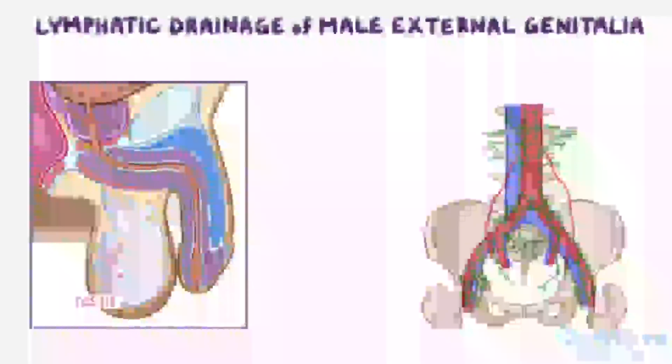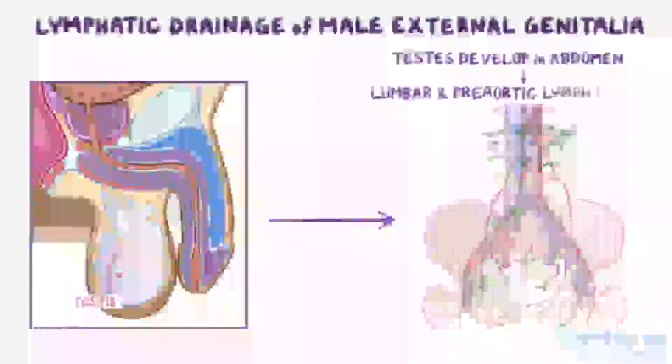Finally, you may think that the lymphatic drainage of the testes is similar to the scrotum, right? Well, that's not the case. The testes develop in the abdomen, so their lymph drains into the lumbar and pre-aortic lymph nodes.